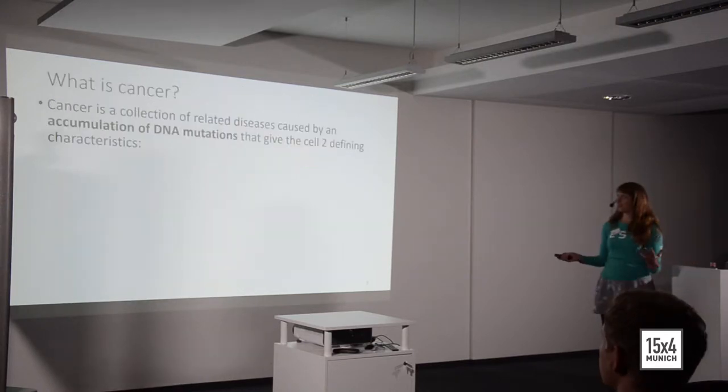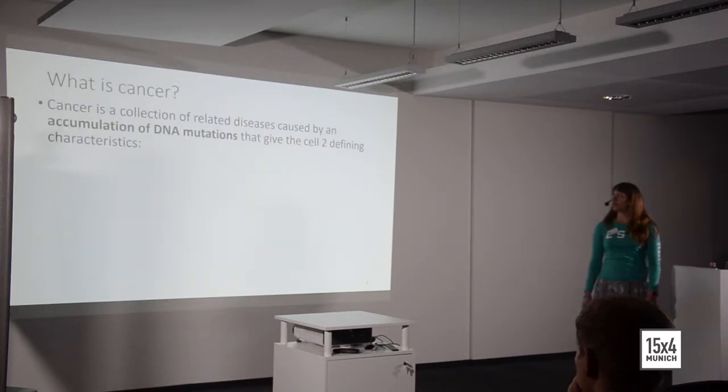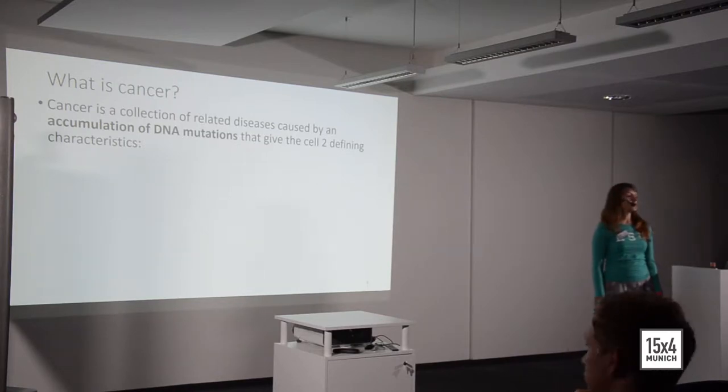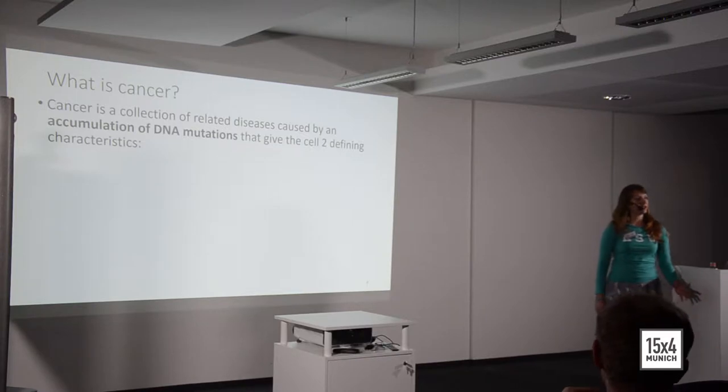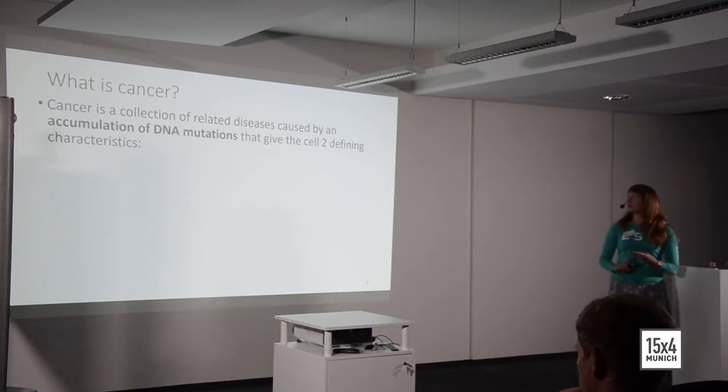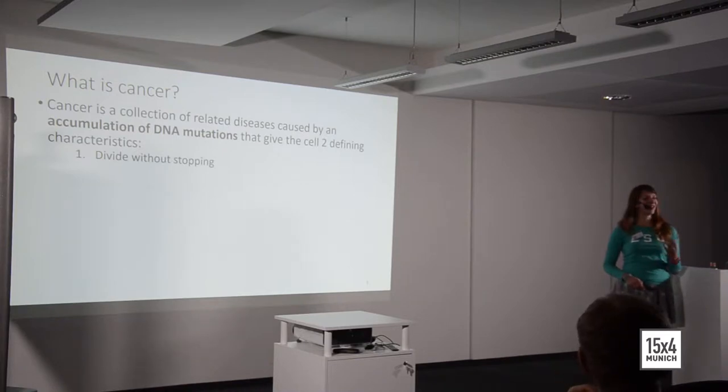All right, so cancer is apparently all around us. So what is cancer? Well, cancer is a collection of related diseases that are caused by an accumulation of DNA mutations. And these mutations need to give the cancer cells two defining characteristics. So the first characteristic is that these cells will start to divide without stopping.